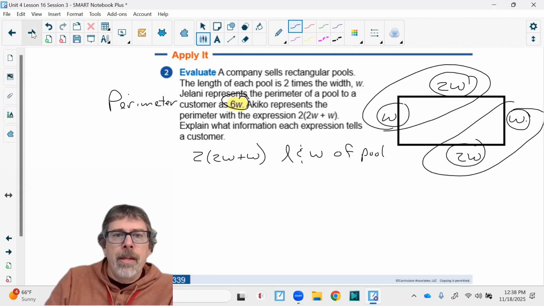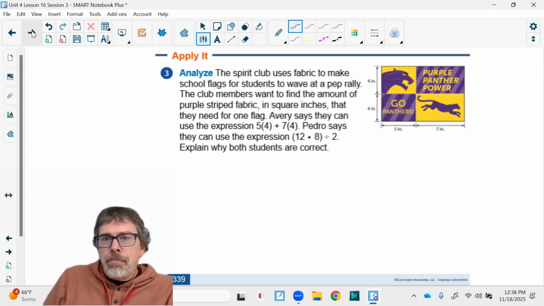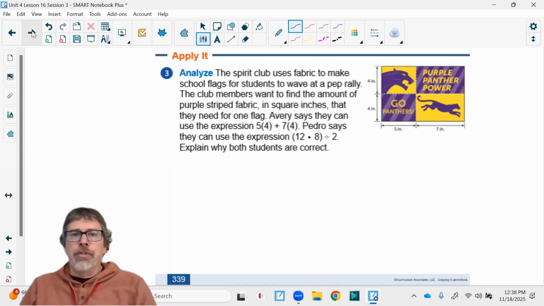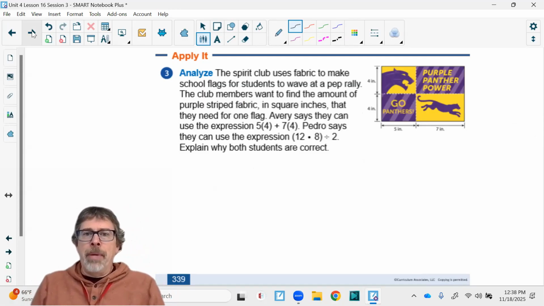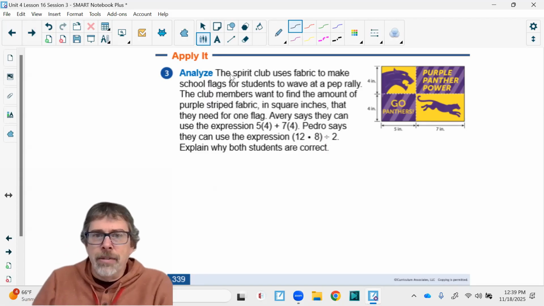Next problem. The Spirit Club uses fabric to make school flags for students who wave at a pep rally. The club members want to find the amount of purple striped fabric in square inches that they need for one flag. Avery says they can use the expression 5 times 4 plus 7 times 4, and Pedro says they can use the expression 12 times 8 divided by 2. Explain why both students are correct.